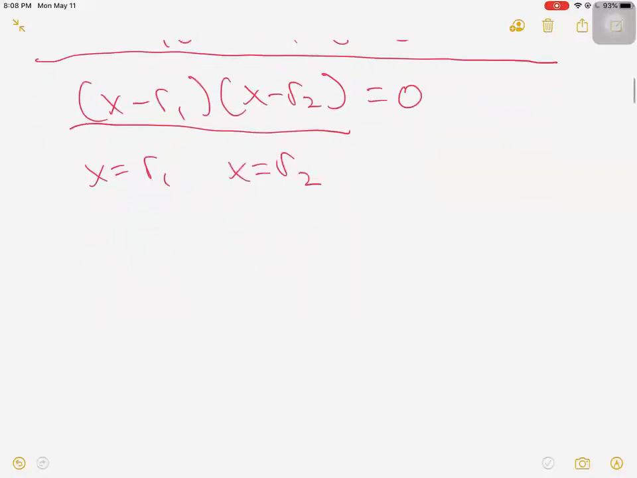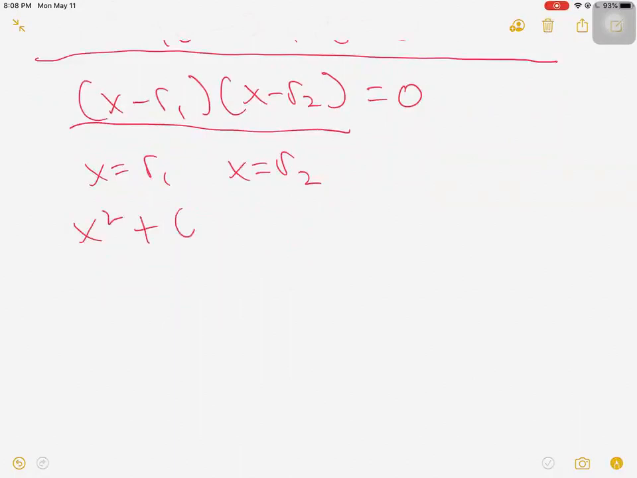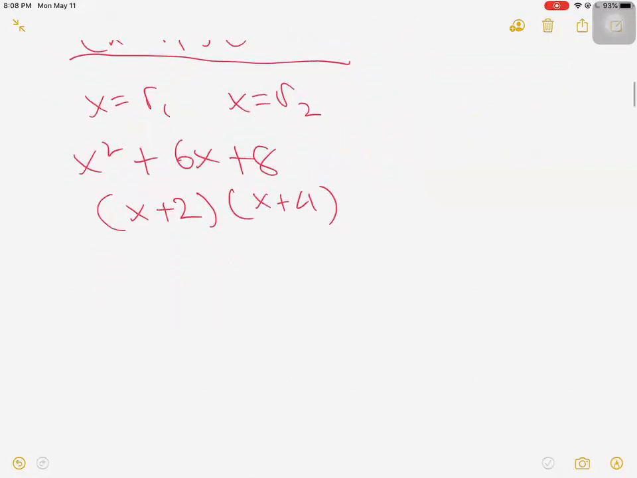So the factored form of the previous quadratic we used, x squared plus 6x plus 8, we know that we can write this as x plus 2 multiplied by x plus 4. And we can just confirm this by expanding it out, doing x squared plus 2x plus 4x plus 8, which is the same thing as this. So we call this the factored form.